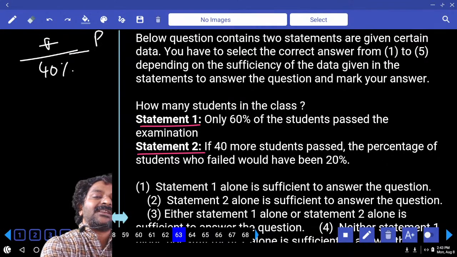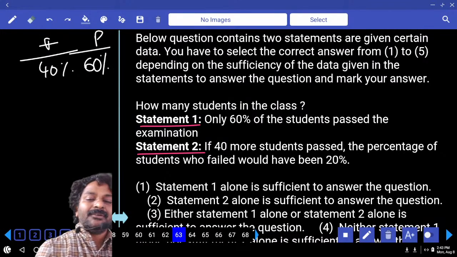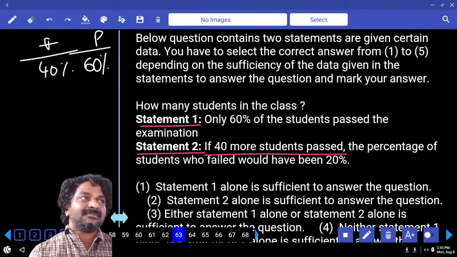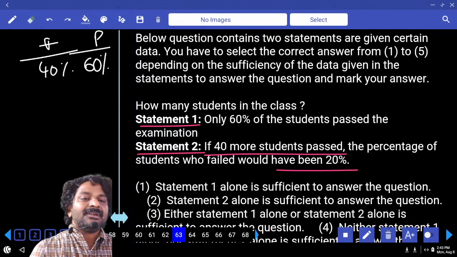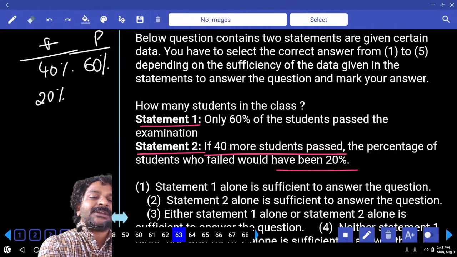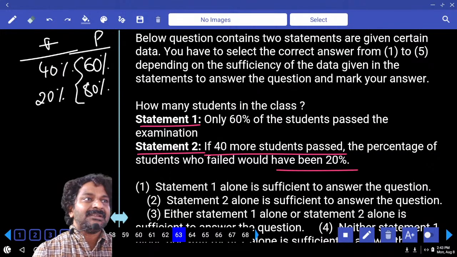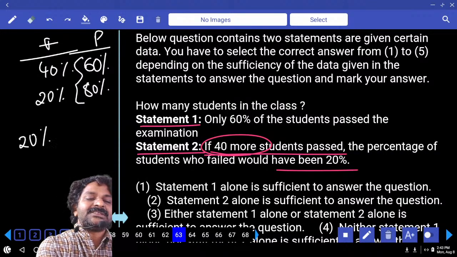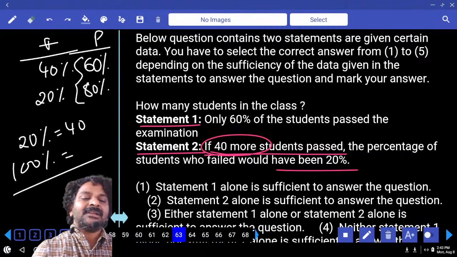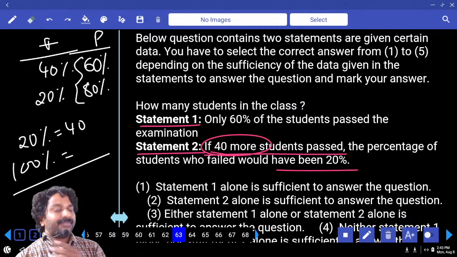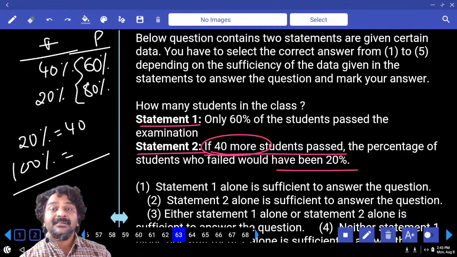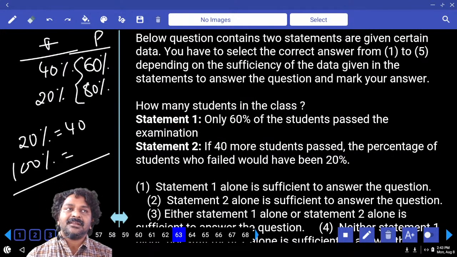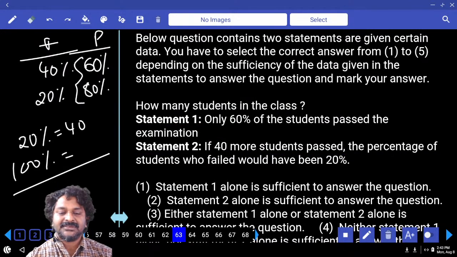40%, pass candidates are 60%. If 40 more students passed, failures becomes 20%, then pass becomes 80%. Pass difference is 20%, that is because of 40 students only. If 20 percent is equal to 40 students, you know that always 100%. Can't we calculate the answer or not? When can we get the answer? Both statements together are required to answer the question.